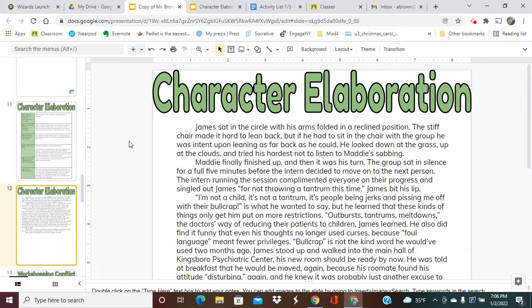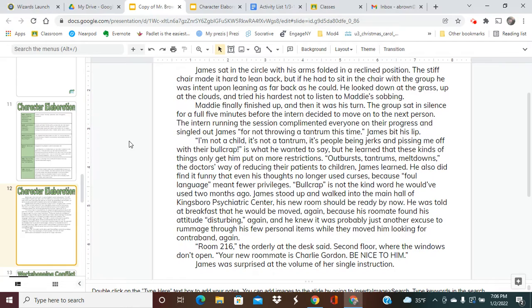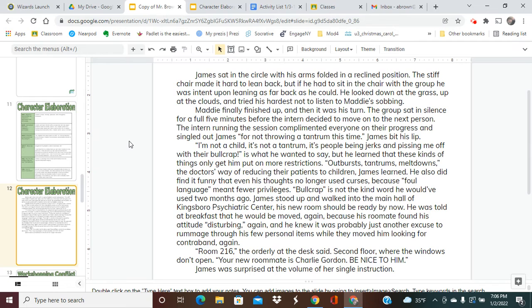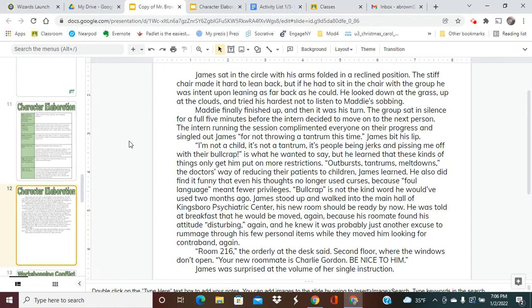So my character elaboration is about James sitting first of all in an open session at a psychiatric hospital. And without going into too much detail, this is an example of James's personality. James sat in the circle with his arms folded in a reclined position. The stiff chair made it hard to lean back, but if he had to sit in the chair with the group, he was intent upon leaning as far back as he could. He looked down at the grass, up at the clouds, and tried his hardest not to listen to Maddie's sobbing. Maddie finally finished up, and then it was his turn.